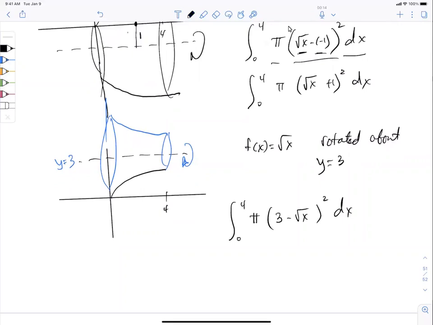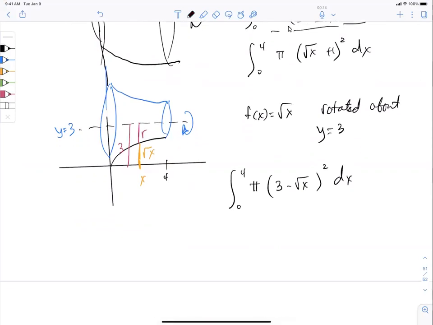And now you're like, well, hold on, sir. Why is it 3 minus root x? Well, for every x, this is root x. This is the radius I'm trying to find. The whole thing is 3. So 3 minus root x is r, the radius. Basically, subtract whatever is above. If your function is above the axis of rotation, then function minus axis. If it is below the axis of rotation, then axis minus function.